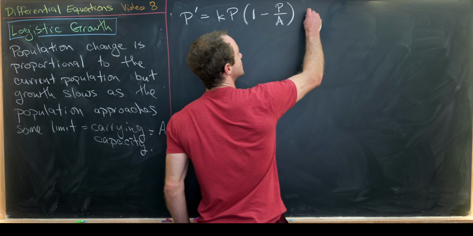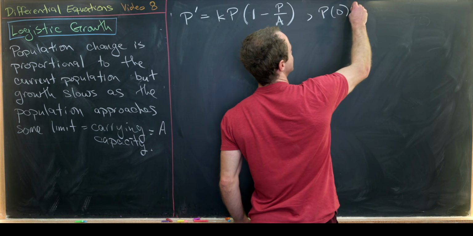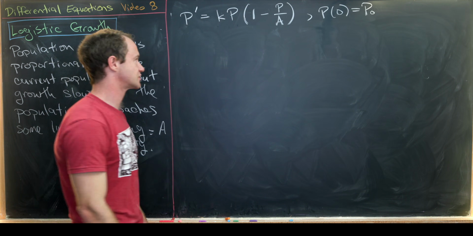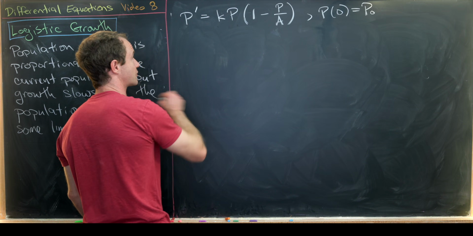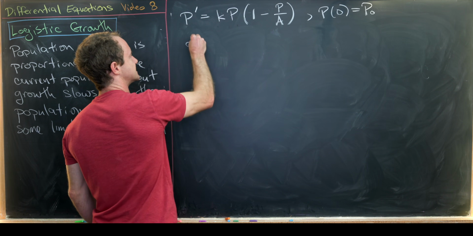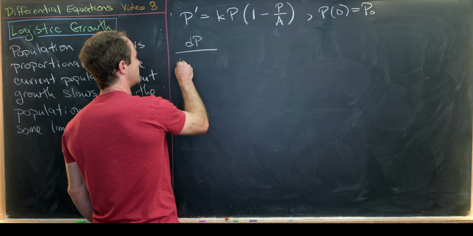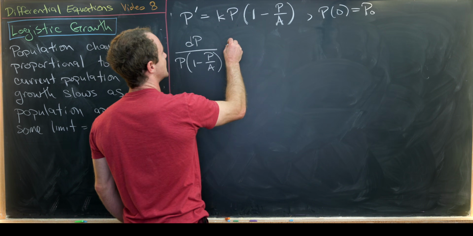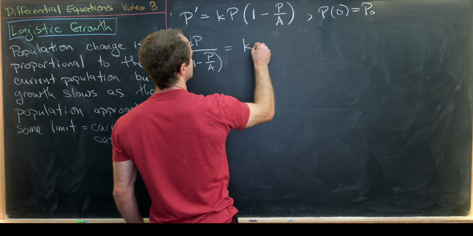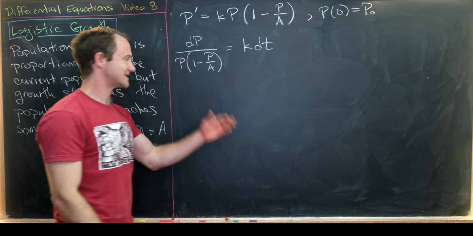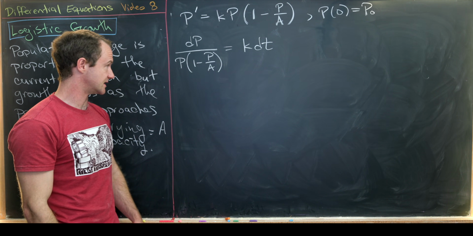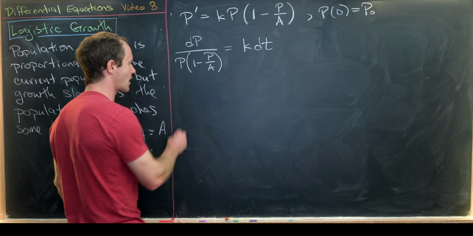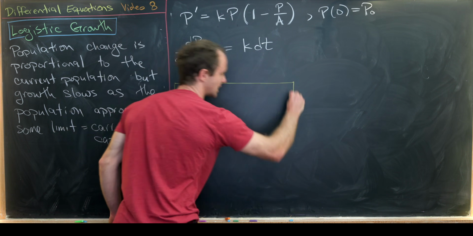Okay, so now let's include in here an initial population. So P of 0 equals P naught. Okay, so now let's solve this differential equation, which we'll do with separation of variables. So I'll write this as dP over P times 1 minus P over A equals k dt, using standard separation of variables techniques. And now in order to take the antiderivative of this left-hand side, we probably need to do a partial fraction decomposition.